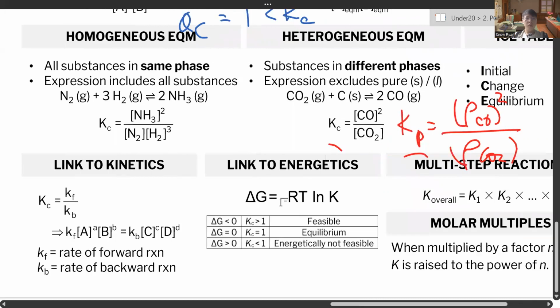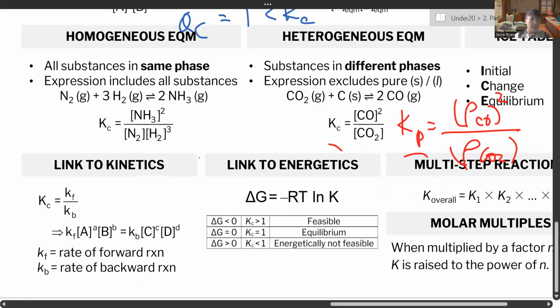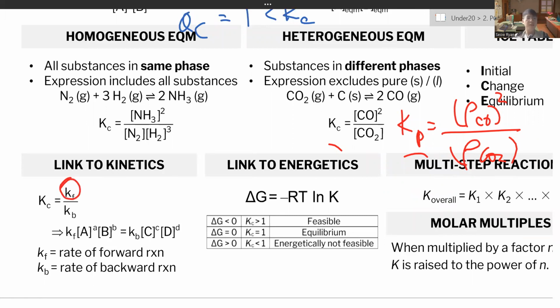Okay, so now I want to link to topics that we will talk about and have talked about. If we link this to kinetics, you can watch the kinetics video if you don't know what this is, right? Kc can also be written as the rate of the forward reaction divided by the rate of the backward reaction. And you can do the math and figure it out.